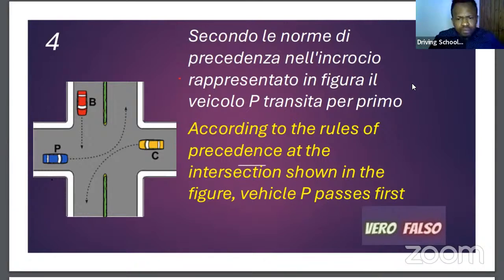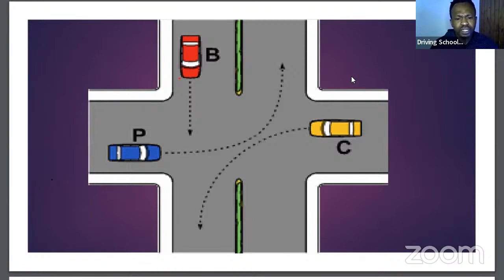Well, so now number 4, it said, secondo le norme di precedenza nell'incrocio rappresentato in figura, veicolo P transita per primo. Yes, it is true, because this image is similar to what we had in the other question, number 3, just that here one vehicle is missing. You understand? So look at it here.